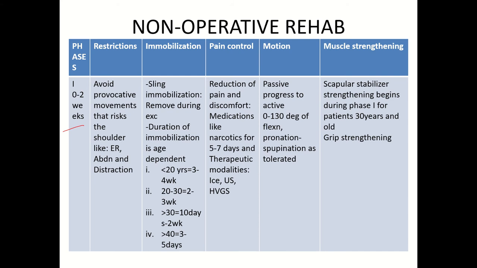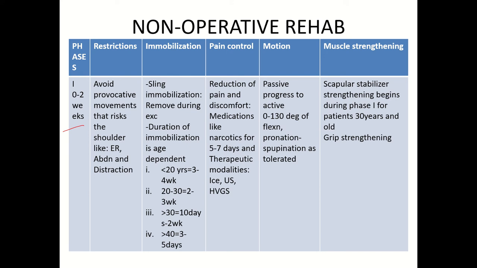Immobilization in a sling is a must. Remove the sling during exercise. The duration of immobilization varies with age. If the patient is below 20 years, 3 to 4 weeks of immobilization. 20 to 30 years, 2 to 3 weeks. Greater than 30 years, 10 days to 2 weeks. Greater than 40 years, it is definitely less, that is 3 to 5 days. As the age increases, the number of days of immobilization decreases.